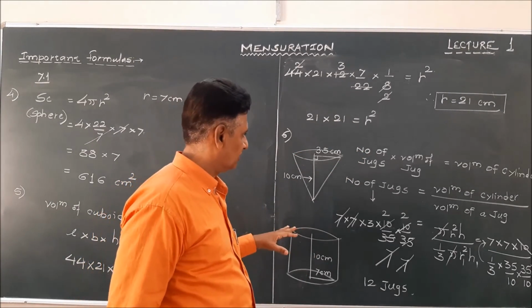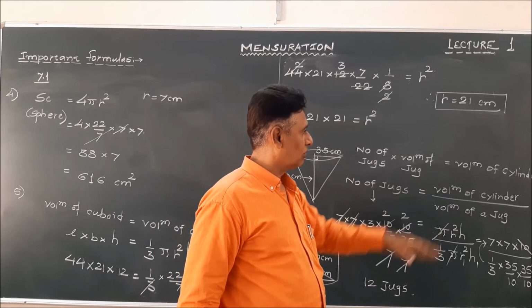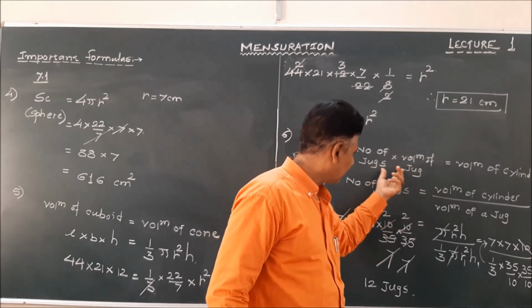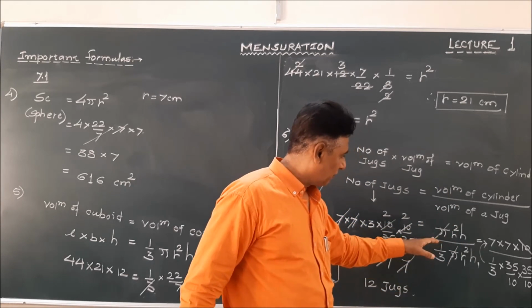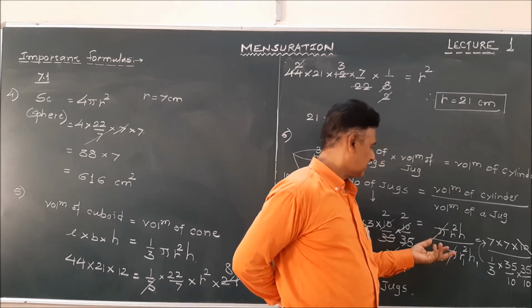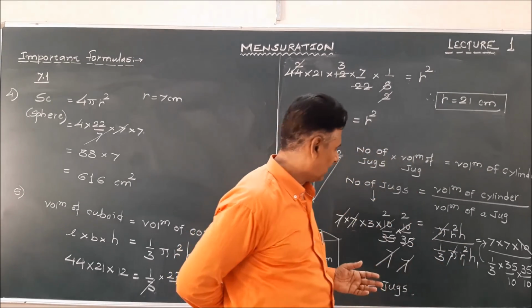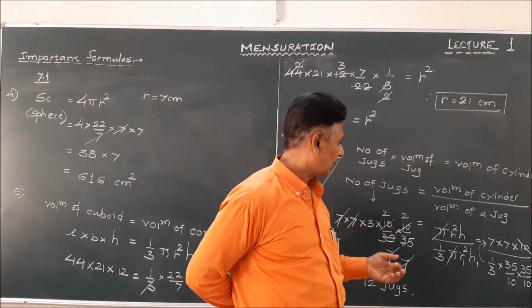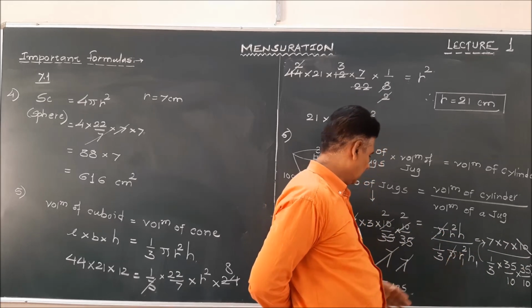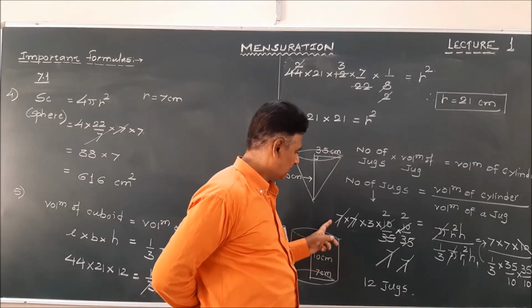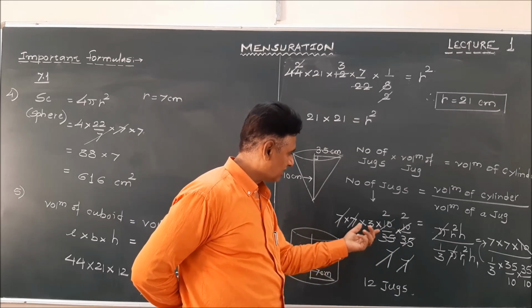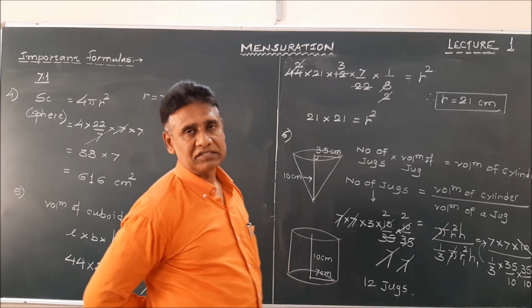Number of jugs into volume of jug is equal to volume of cylinder. So number of jugs is equal to volume of cylinder, if I transfer the volume of a jug. So pi r square h upon 1/3 pi r square h1. Pi gets cancelled. 1 upon 3 becomes 3 if I transfer it to the numerator. 7 into 7, 10 and 10 get cancelled. 10 upon 35, 10 upon 35. 5 2s are 10, 5 7s are 35, 7 and 7 get cancelled. 2 2s are 4, 4 3s are 12.